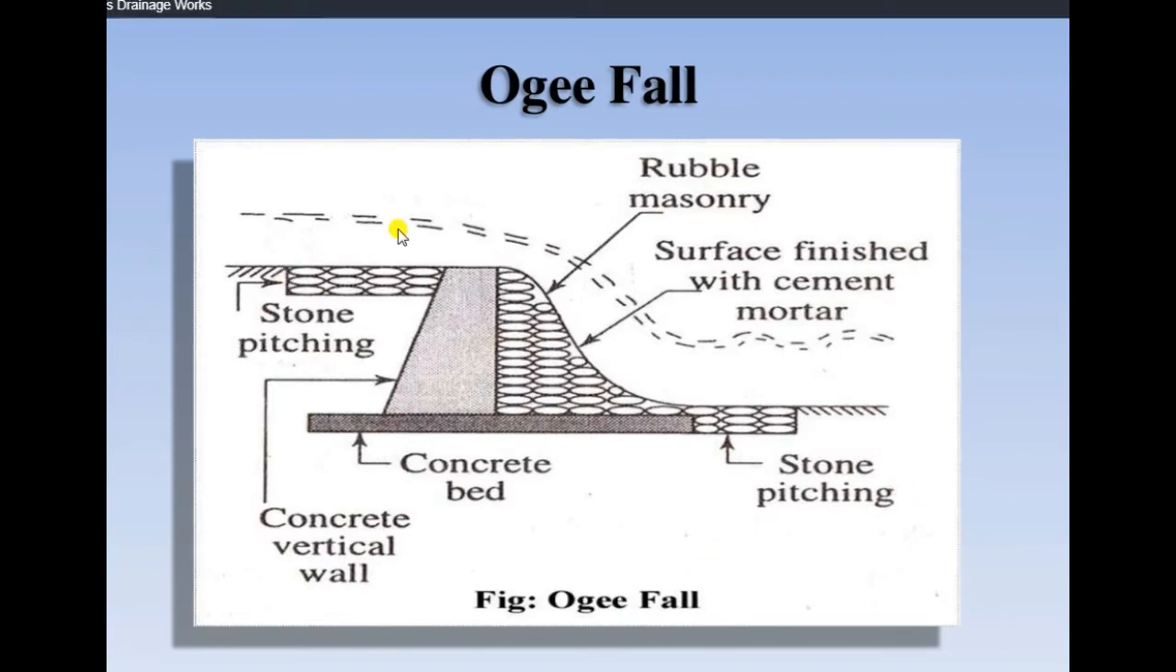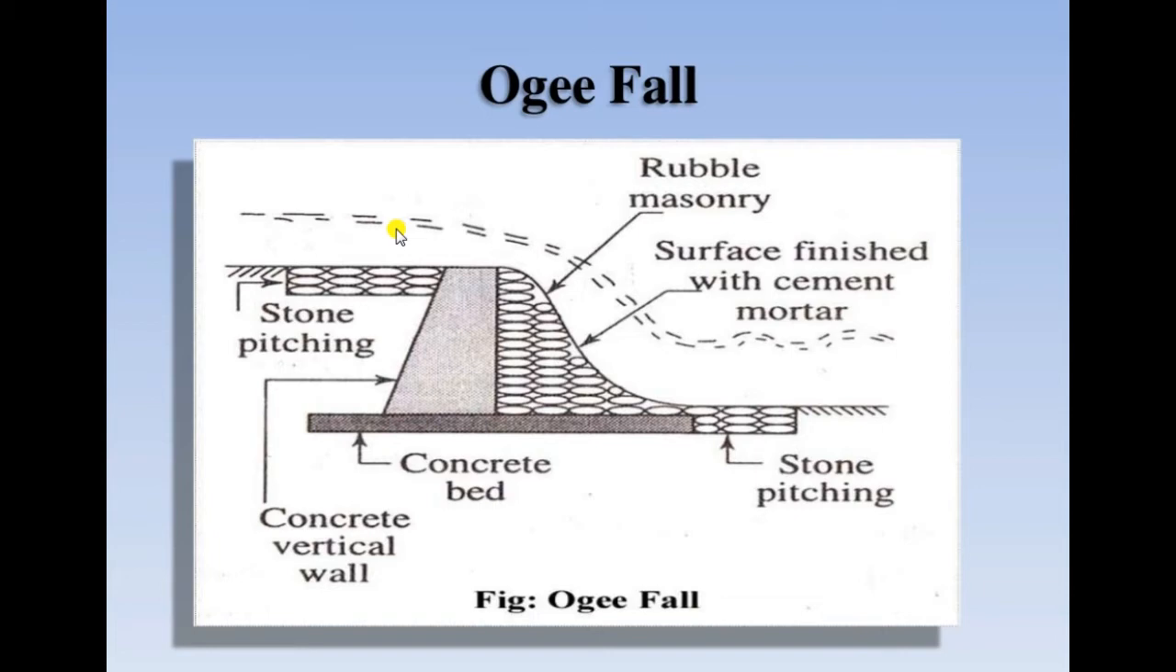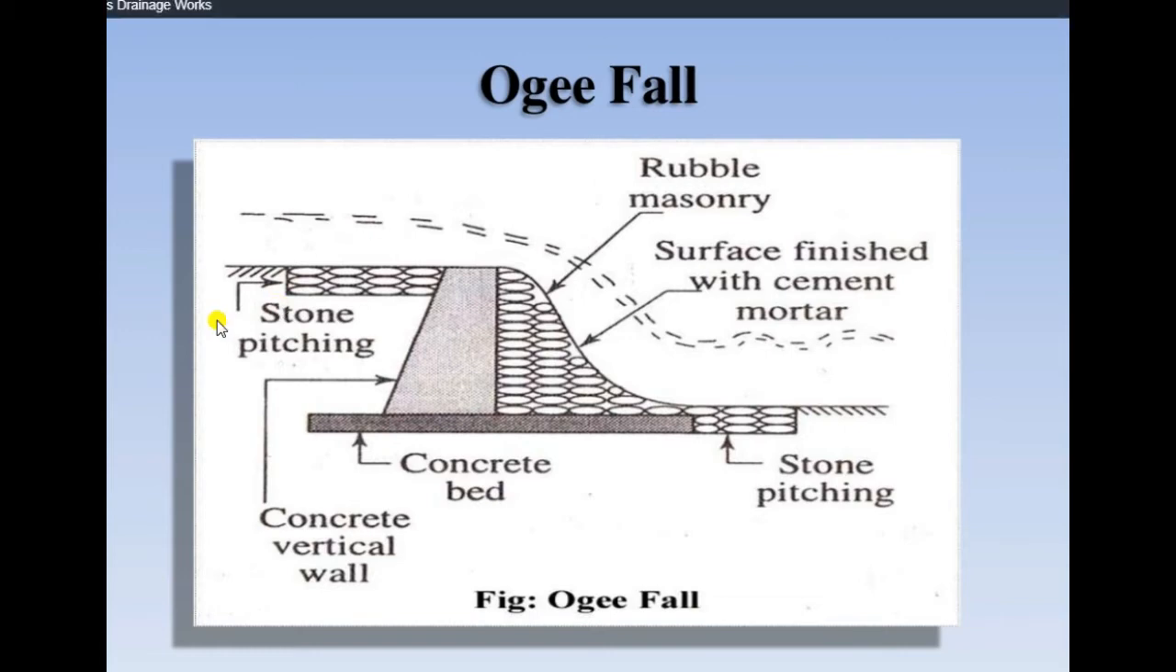Now see the picture of ogee fall. What we are seeing in the picture is that there may be some stone pitching at the upstream side, and some of the stone pitching surface is finished with cement mortar, and an ogee profile has been created in the ogee fall.